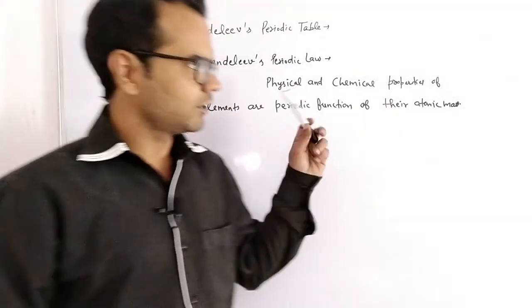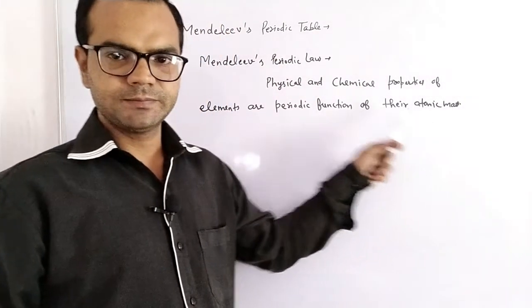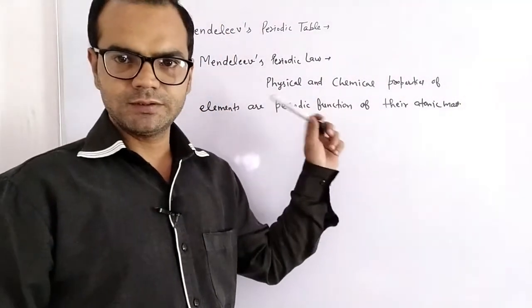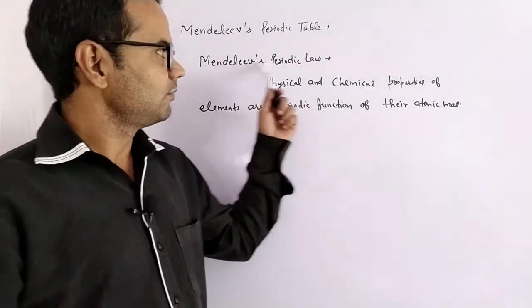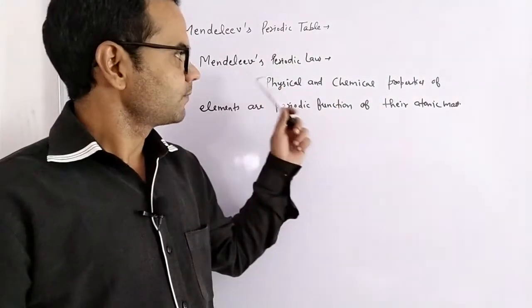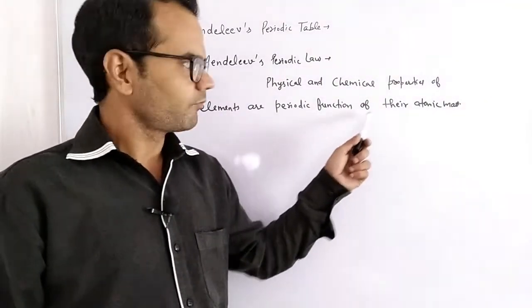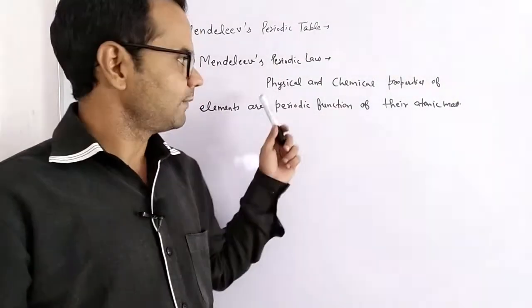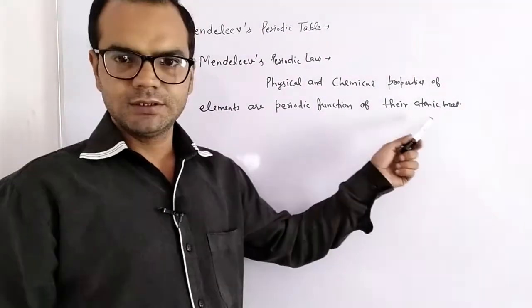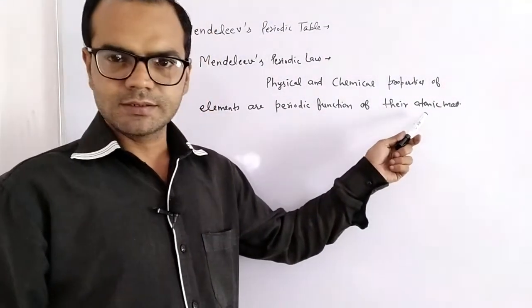So he tried to correlate the relation of atomic mass with the physical and chemical properties of an element, and he gave a law, Mendeleev's periodic law. According to the law, physical and chemical properties of elements are a periodic function of their atomic mass. It means physical and chemical properties vary with their atomic mass.